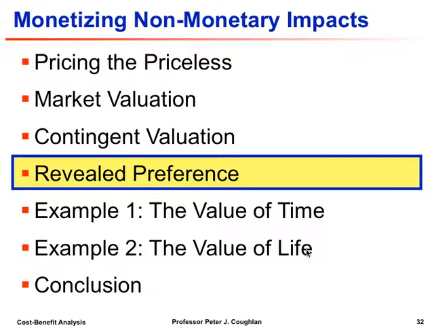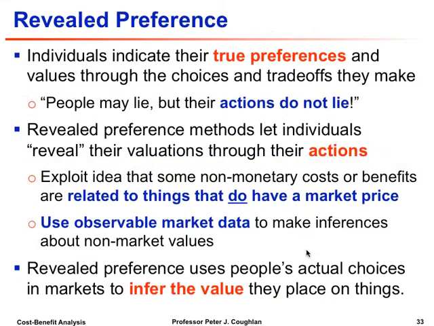The third approach to monetizing non-monetary impacts is the revealed preference approach. Under revealed preference, the idea is that we look at what you do, right? People may lie, but their actions do not. So people will indicate their true preferences based on what they actually do. These are things that aren't necessarily traded in a market, so we can't see what you value based on what you pay. But we can see other actions that reveal or can be extrapolated to give us the idea of a market price, right? You use observable market data to make inferences about non-market values.